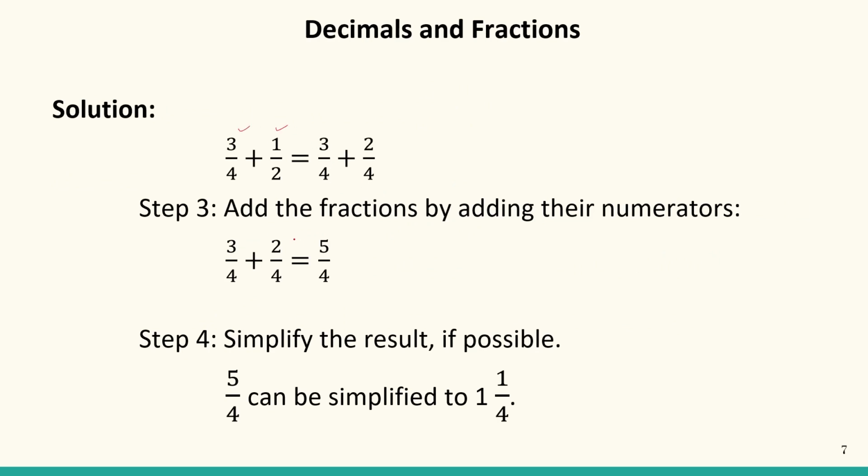Then we added the two fractions by adding the numerators, since the denominators were the same. That's why you can directly add the two numerators. Then we simplified the result, 5 by 4, which can also be written as the mixed number 1 and 1 by 4. Since 1 and 1 by 4 is equal to 4 into 1 plus 1 by 4, that is equal to 5 by 4. So these two are equivalent.